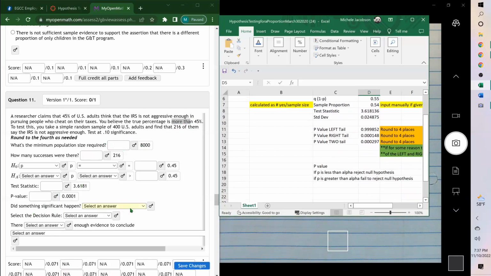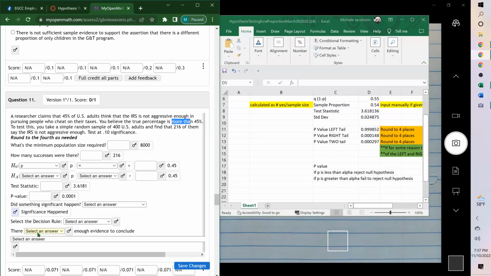Did something significant happen? Yes, because we're rejecting. Anytime we reject, that is an indication that something significant did happen? Yes, there was enough there that we can reject it, so it was significant. Select the decision. Well, then we're rejecting. If we did not reject, then it wouldn't be significant enough to reject. In this case, it was significant enough to reject.